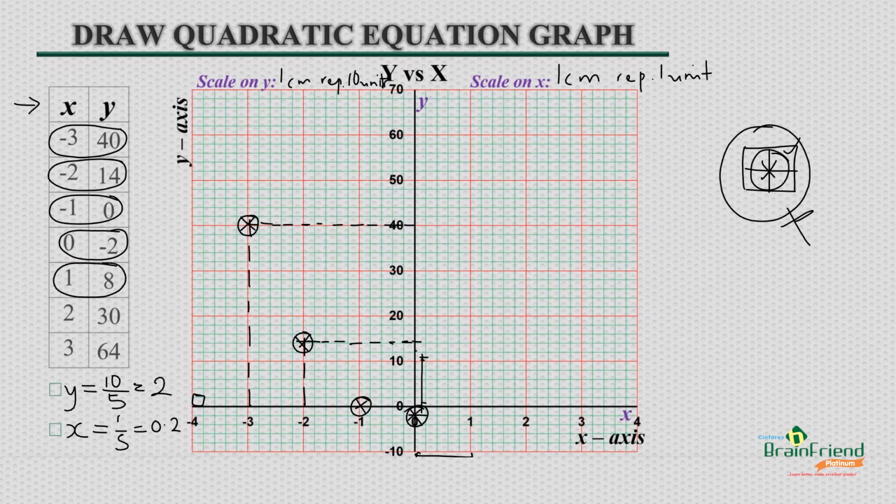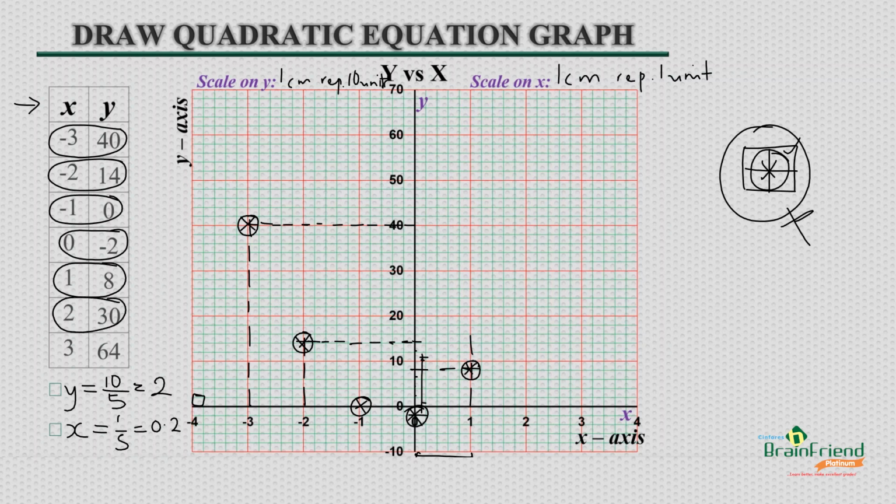Next is 1 and 8. When x is 1, y is 8. Let's trace from x to y now. X is 1, y is 8. Remember, each of the square boxes is 2. So here is 2, 4, 6, 8. Let's trace here till we intersect. Draw your cross and then circle it.